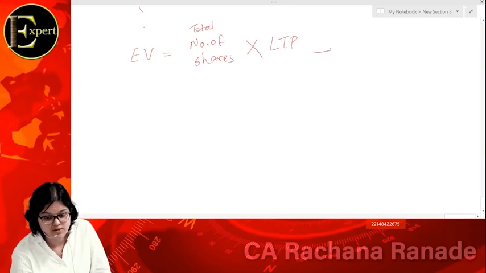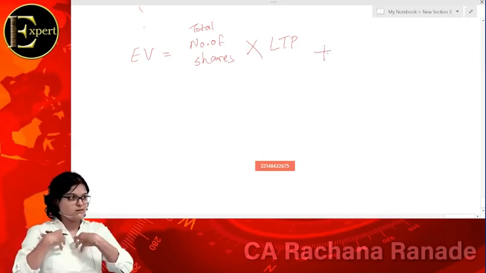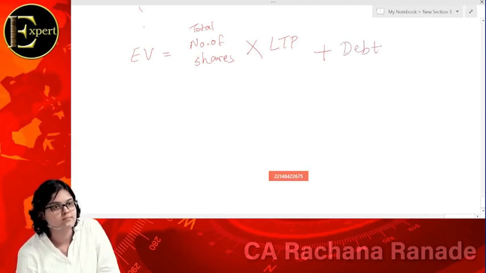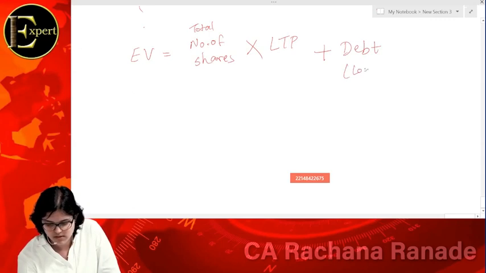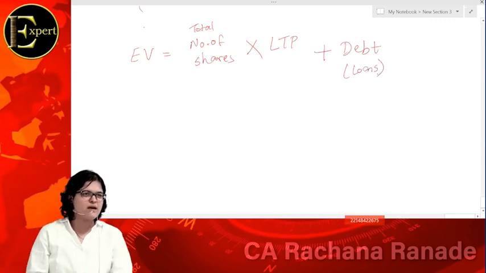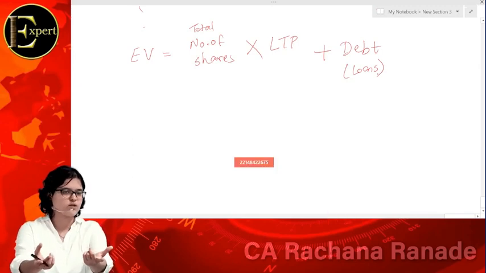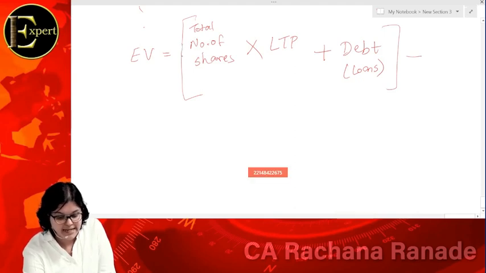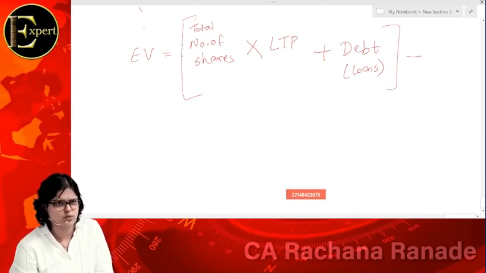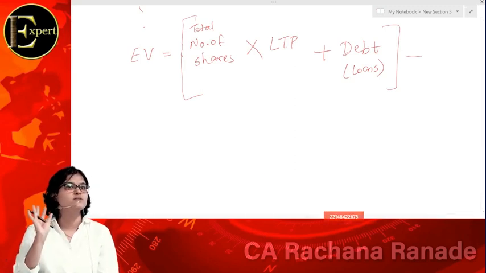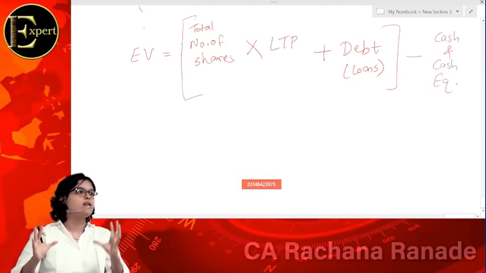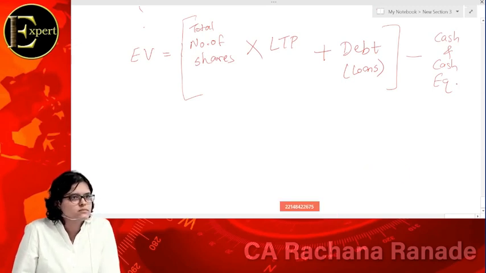Plus, because equity has come to me, debt has also come to me. So finally, debt is also what I get. The loans. So basically I'm paying for this, no? Whenever I'm buying, I'm paying for this. But what am I getting? I'm getting the cash and cash equivalent basically. So it's more about the money rather than the fixed assets part. So minus cash and cash equivalent. This is the enterprise value of the company. That's how it is calculated. This is just for your understanding.